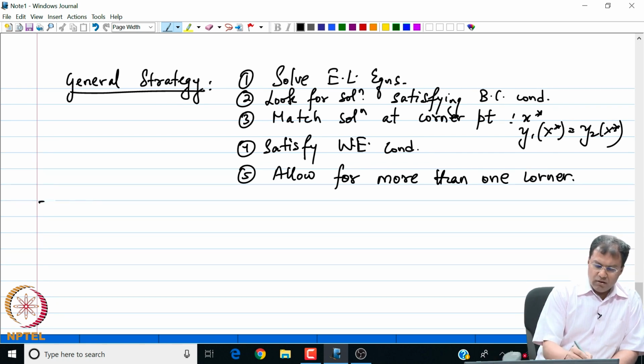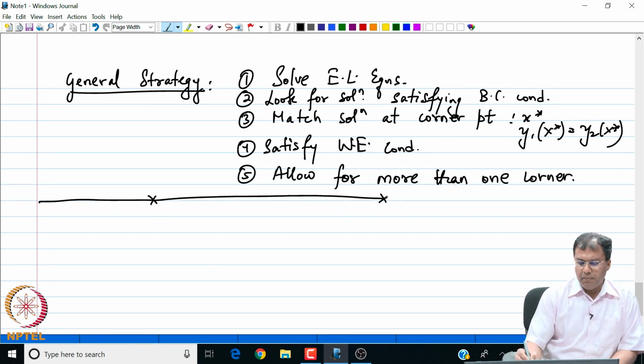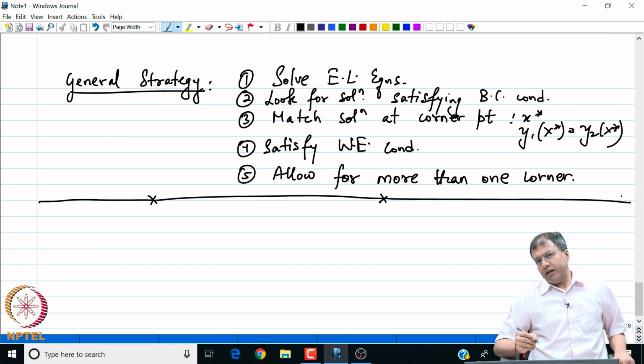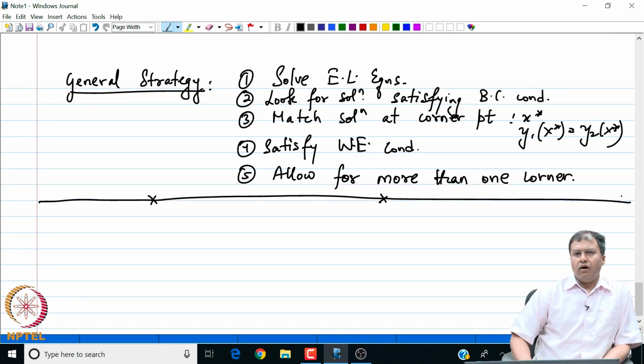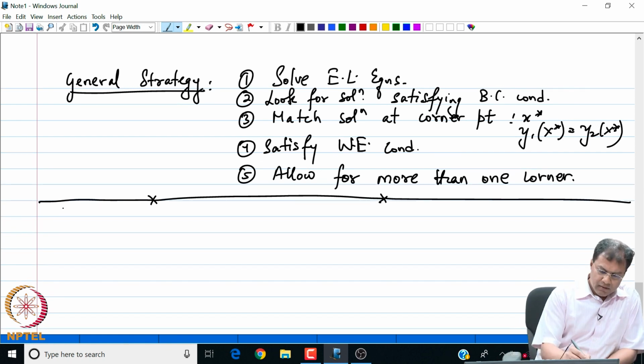Now let us look at a very interesting example in this family of broken extremals, namely the example of finding the extremal for Newton's aerodynamic problem.